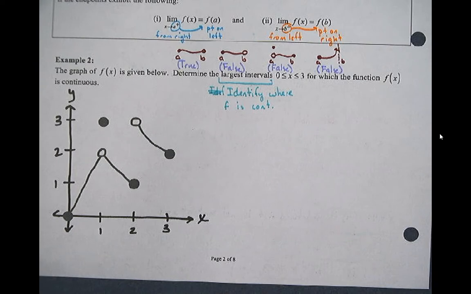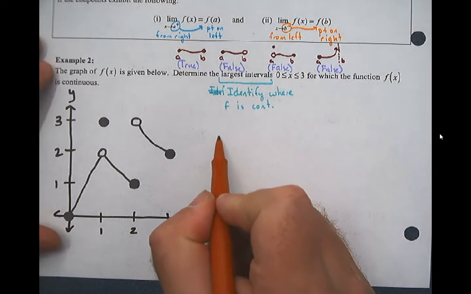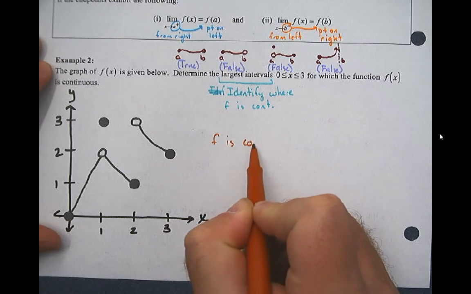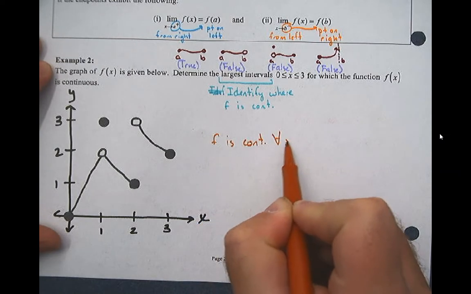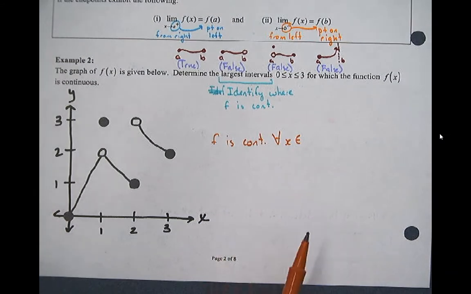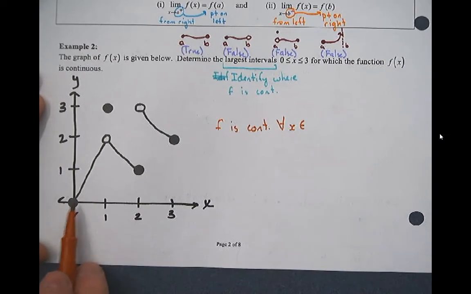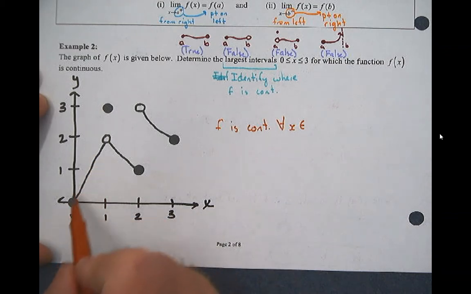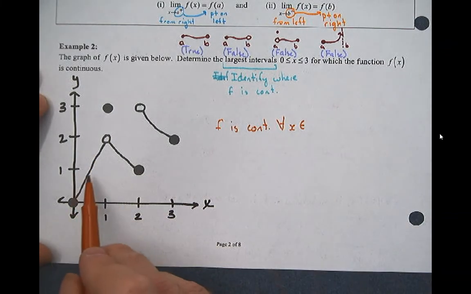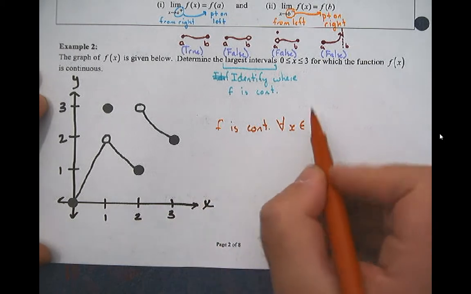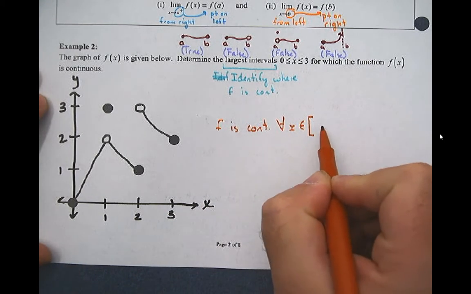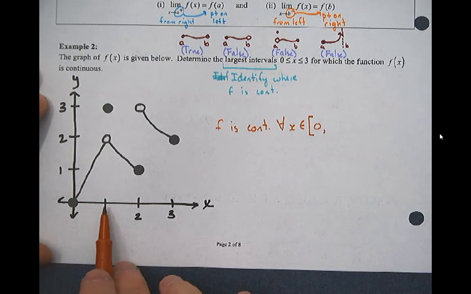So determine the largest intervals for which it's continuous. Just write down everywhere that f is continuous. So for us, that would be what? Let's see, we're looking at this thing. So f is continuous for all x that are an element of. All right, so coming from the left. So right here, are we continuous here? Is that point included? Does the limit equal that? Yes. The limit from the right equals the point on the left? Yes. So I'm going to include 0 until 1.